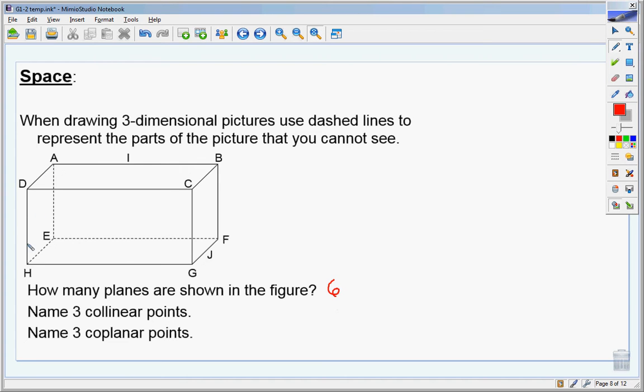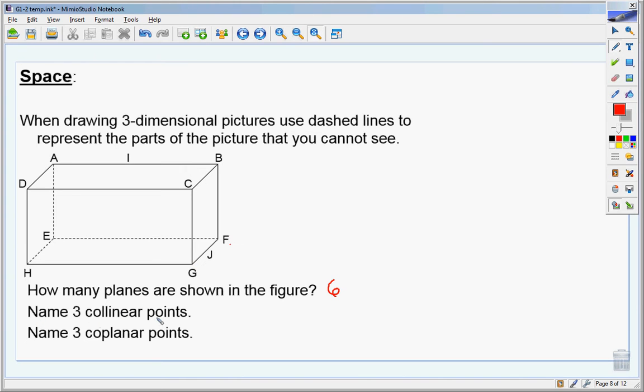There is the plane that's on the left, ADH. There's a plane that's on the right, CBF. There's a plane on the bottom, HEF. There's a plane that's on the top, ADC. There's a plane in the front, HDC. There's a plane in the back, AEF. And yes, those could have been named a number of different ways.